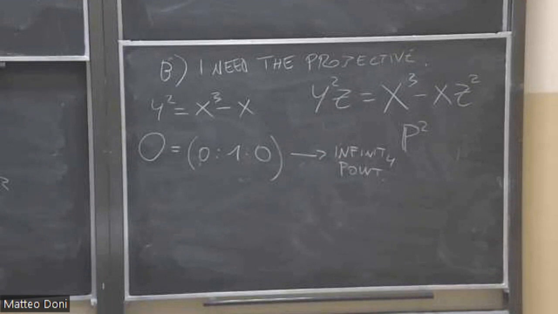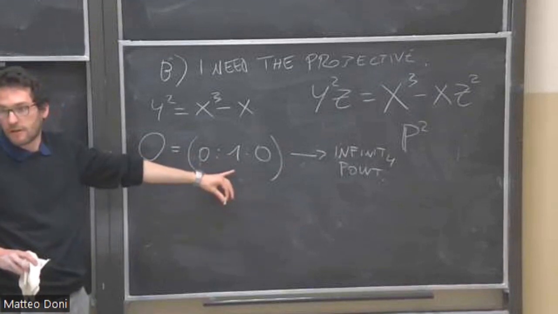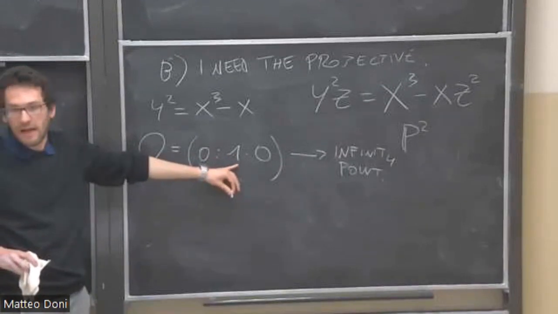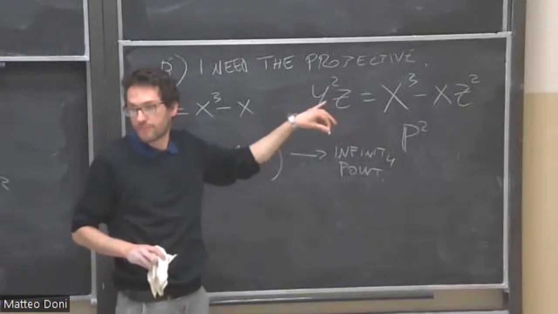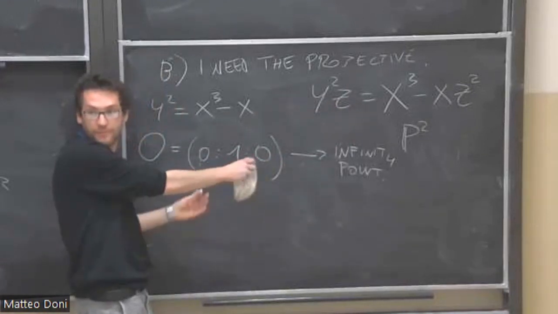It depends on which line you cut. Obviously, if I dehomogenize now with respect to y, I will see the solution, because it will be the solution 0, 0 in this case.